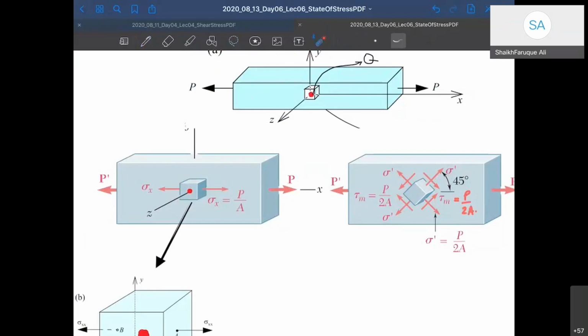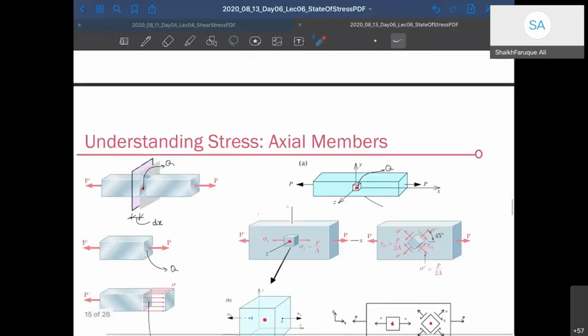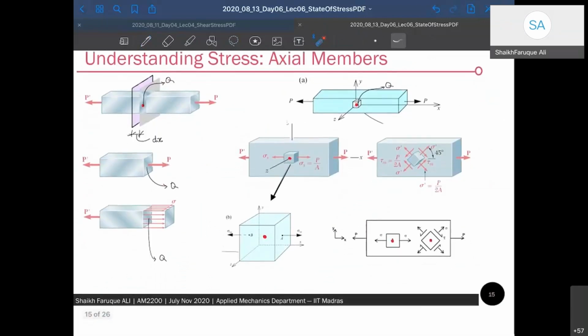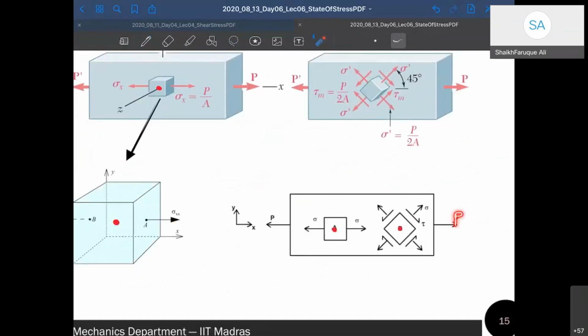Just for the same example that we have drawn, right? So in a nutshell, you cannot draw 3D. It's not easy to draw 3D all the time. So what we do is we draw a 2D diagram like this. This is a 2D diagram for the bar. So there is a P force acting here. There is a P force acting here. There is a P force acting here. This is my XY direction. This is how you draw.